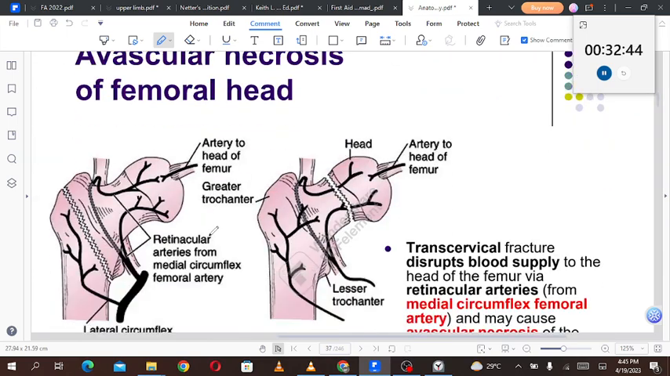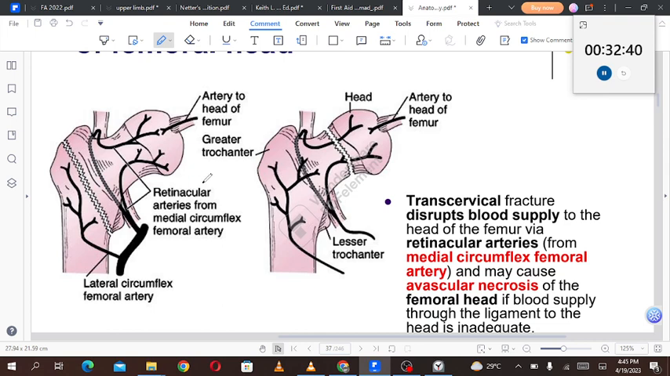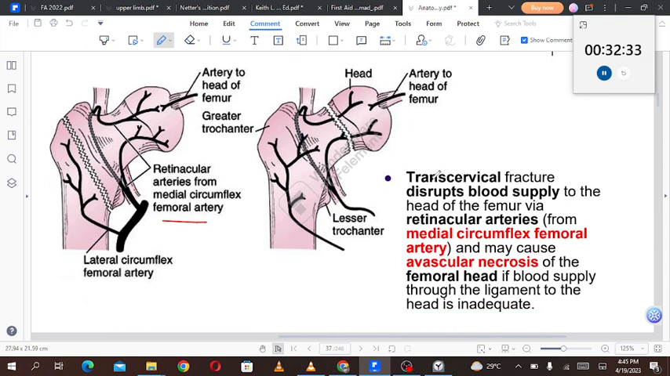Then we have avascular necrosis of the femoral head. Why is there avascular necrosis? Because these are the retinacular arteries, branches from the medial circumflex femoral artery. There are two sides of damage, so let's see that first.